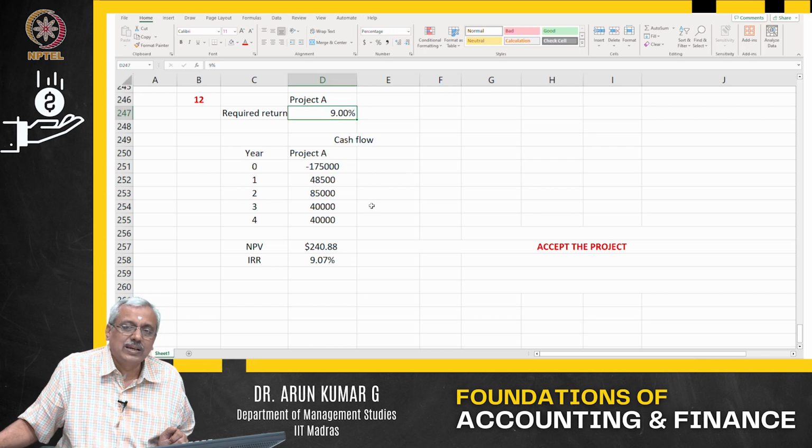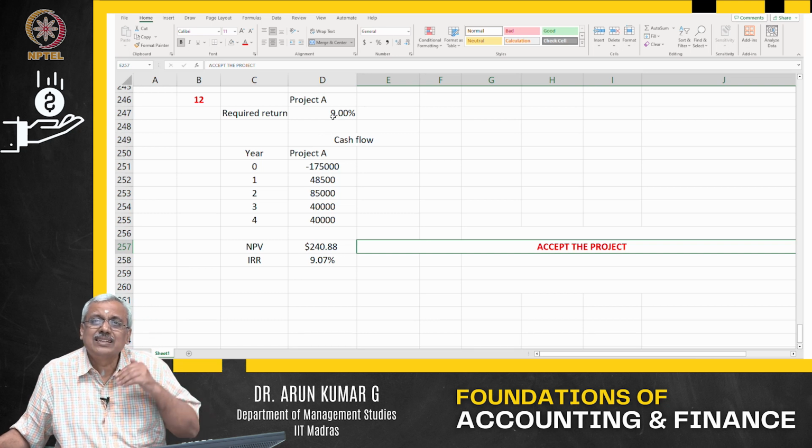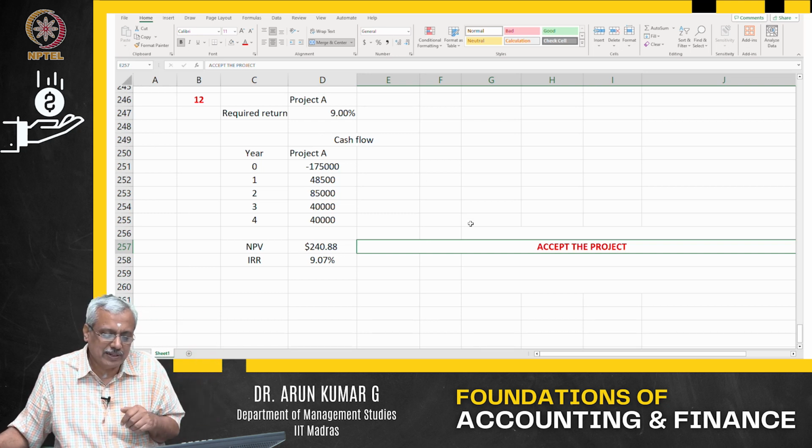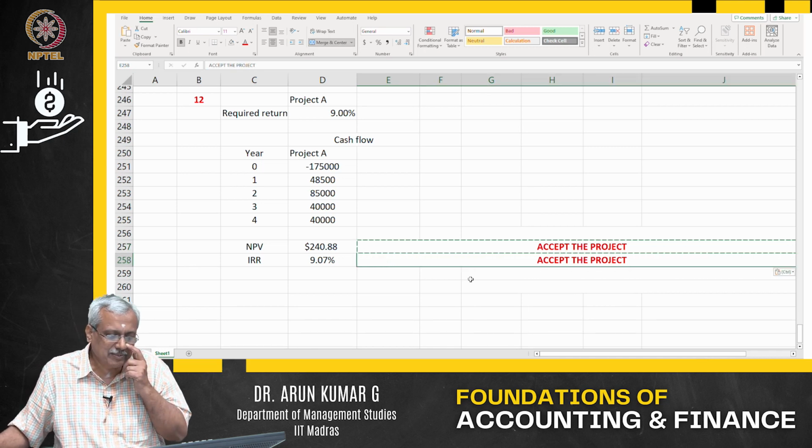Required rate of return is only 9%. So what happens? It is higher than the required rate of return. My required rate is 9%, and the project is giving me 9.07%. So accept the project. Again, I will say accept the project. Am I right?